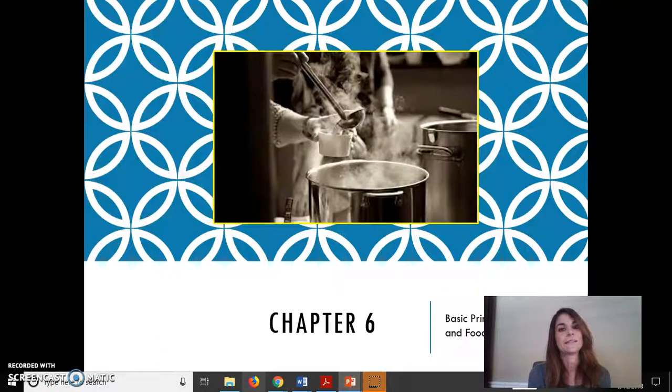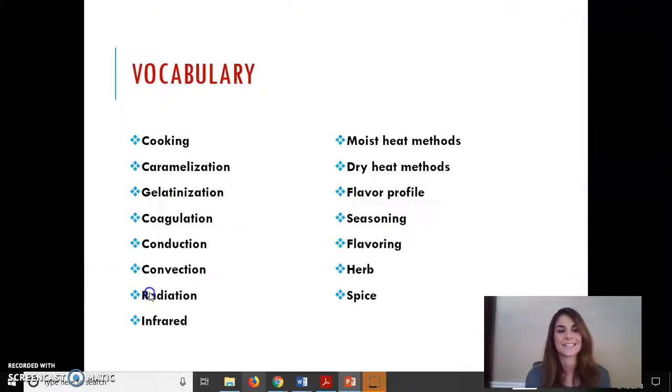It will probably be broken down into two parts, and we will be talking about Chapter 6 and the basic principles of cooking and food science. So let's get started. Here are your vocabulary terms. Please make sure to look at the textbook and make sure that you know all these definitions because you will definitely see them on the quiz and definitely on the exam, which actually is coming up fairly fast if you look forward on the syllabus.